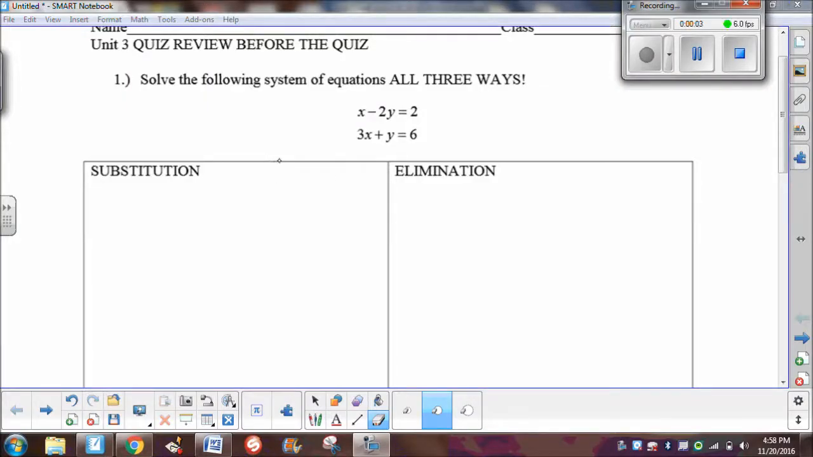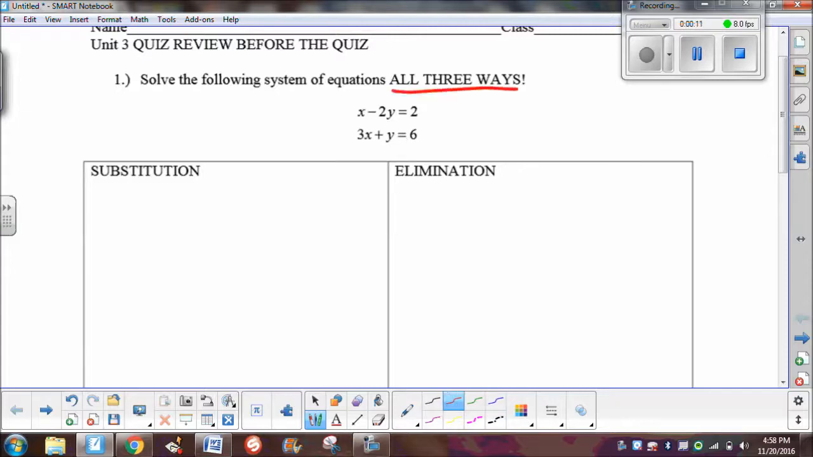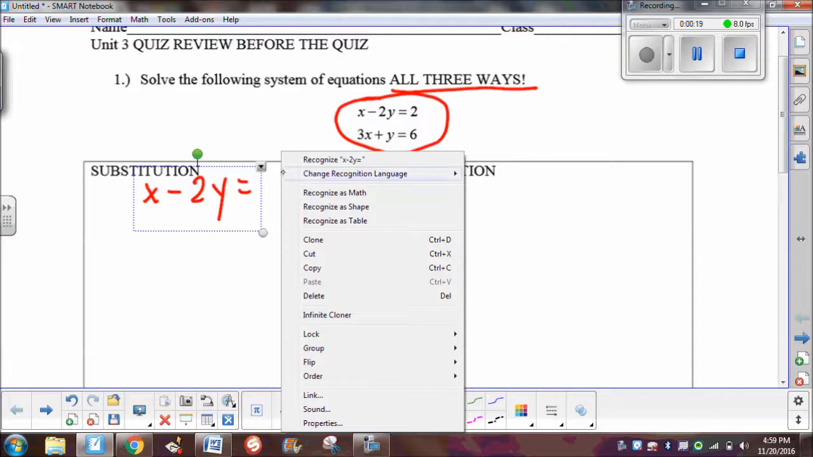Unit 3, quiz review before the quiz. So the first one says that we are going to solve the following system all three ways. So I've got my system, and I'm going to solve it by substitution first. So I'm just going to rewrite my system.